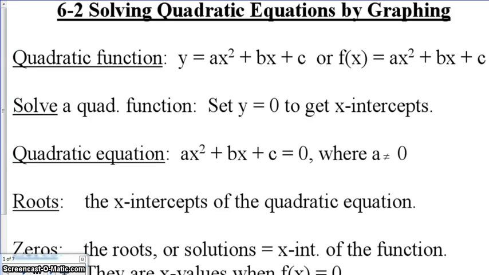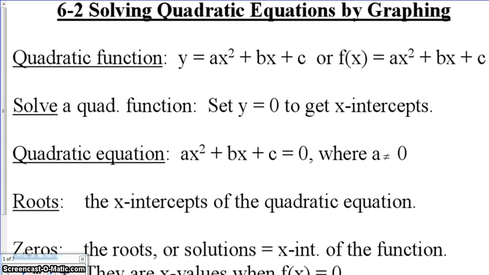Today we're going to solve quadratic equations by graphing. Again, remember a quadratic function is either y equals ax squared plus bx plus c, or in function form, f of x equals ax squared plus bx plus c. Y and f of x are somewhat interchangeable. F of x just represents a function. So when we graph, we're going to replace that f of x with a y. We're going to solve a quadratic function by setting y equal to 0 to get the x-intercepts.